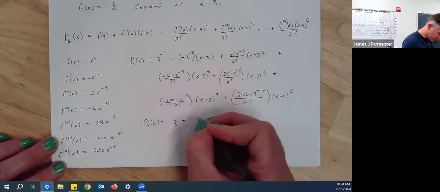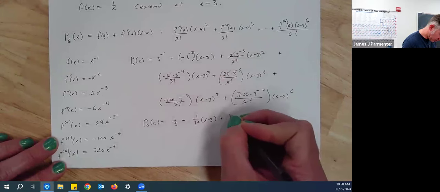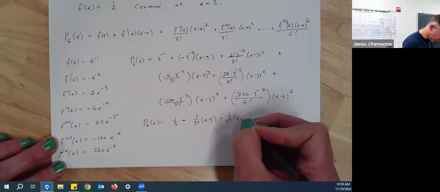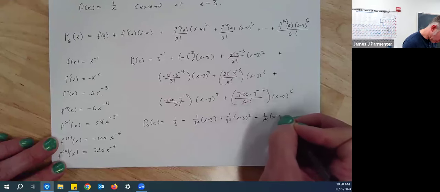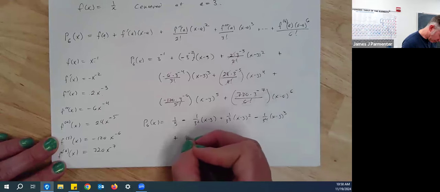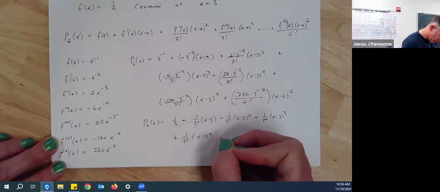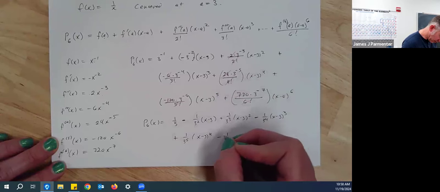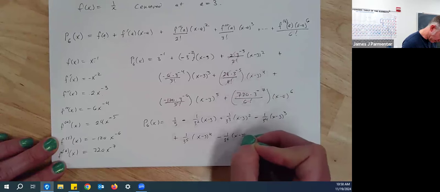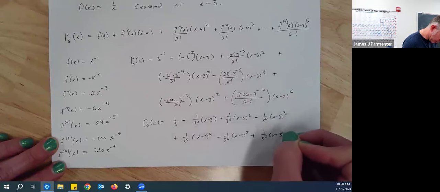1/3 minus 1 over 3 squared times (x minus 3) plus 1 over 3 cubed times (x minus 3) squared, minus 1 over 3 to the 4th times (x minus 3) cubed plus 1 over 3 to the 5th times (x minus 3) to the 4th, minus 1 over 3 to the 6th times (x minus 3) to the 5th, and finally plus 1 over 3 to the 7th times (x minus 3) to the 6th.